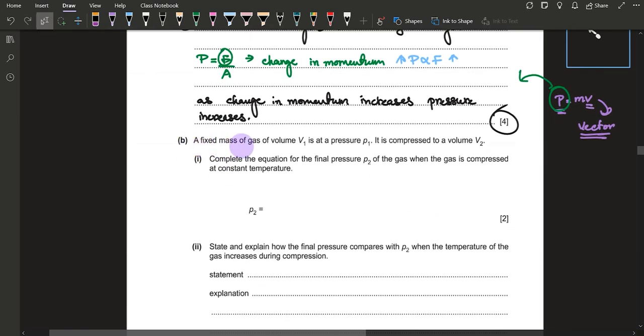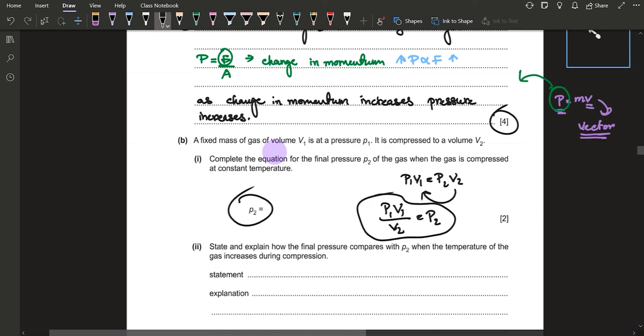Part B says, a fixed mass of gas of volume V1 is at pressure P1. It is compressed to a volume of V2. Part I says, complete the equation for the final pressure P2 of the gas when the gas is compressed at a constant temperature. So we know the formula that P1 V1 equals P2 V2. And we can just make P2 the subject. So we move V2 to this side and we get P1 into V1 divided by V2, which is going to give us P2. And this is going to be our answer for this.